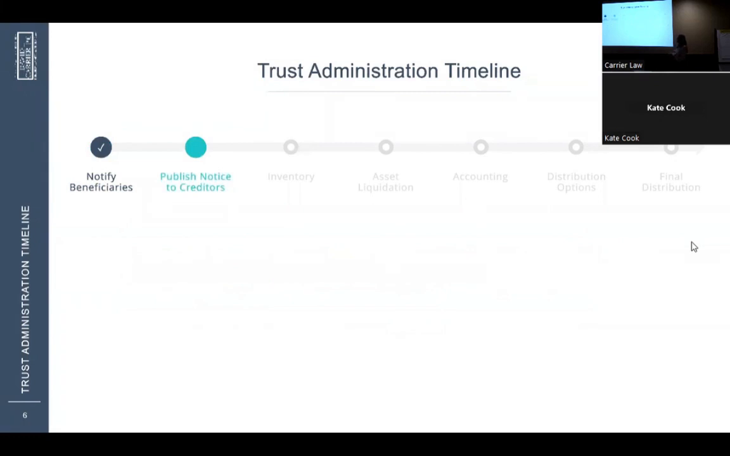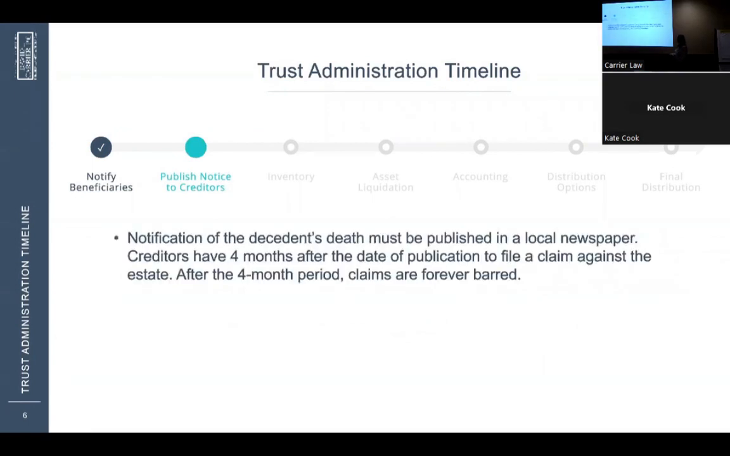The next step in the trust administration process is for the trustee to publish what's called a notice to creditors. And this is a notice that gets published in the local newspaper. And creditors have 4 months after the date of this publication within which to file a claim against the estate or the trust. After that 4-month period has passed, all additional claims are barred. For that reason, we advise all of our trustees to not make any distributions to beneficiaries, at least until that 4-month period has ended, just in case any creditors come out of the woodwork and their claims need to be satisfied.